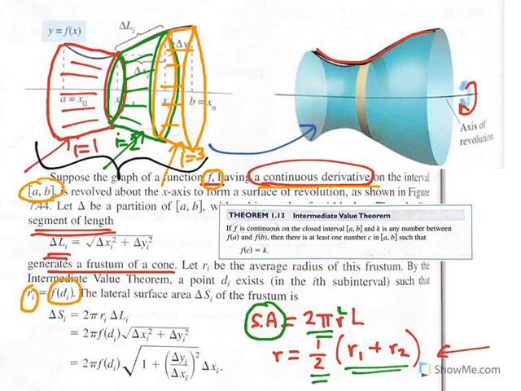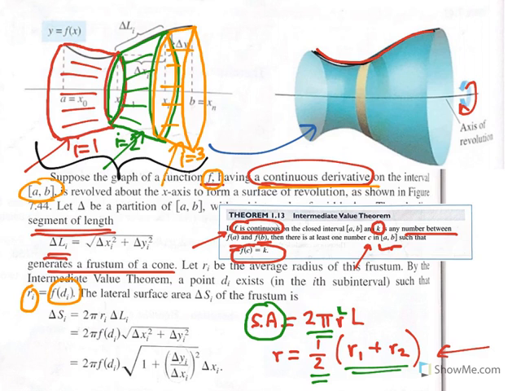Why do we use the intermediate value theorem to reach this particular conclusion? The intermediate value theorem states if a function is continuous on the closed interval from a to b, and k is any number between f of a and f of b, then there is at least one number c on the interval of x values from a to b such that the function evaluated at c will be equal to k. So in our particular case, we know that the average of the smaller and the larger radii will be between the smaller and the larger radii.